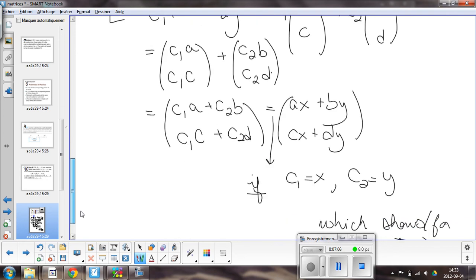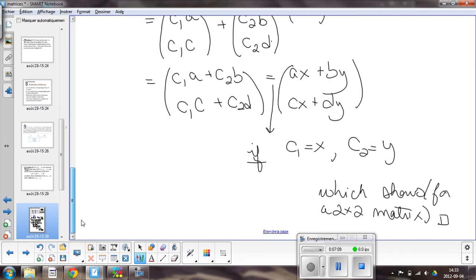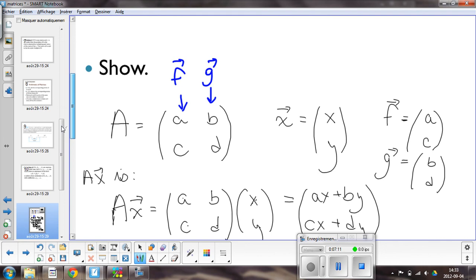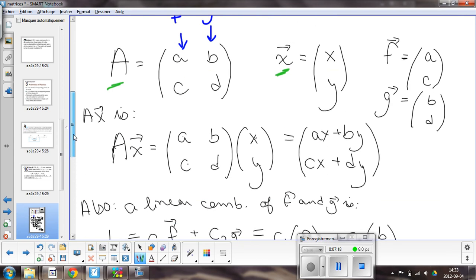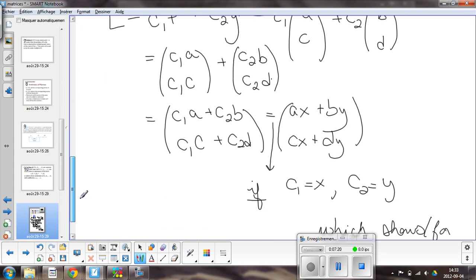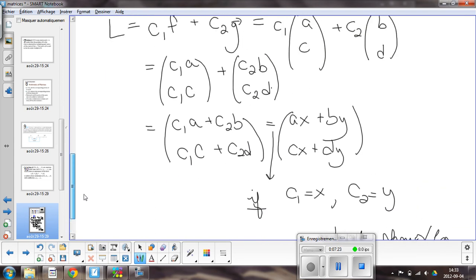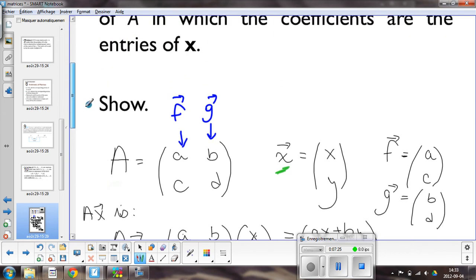Yeah? So this shows, but that's only for a 2 by 2 matrix. So you might be able to see how you could write down a general matrix and a general vector and redo this proof. I think you could do that. That shows it in a very specific case. But if you want, you can try and show it in the general case.